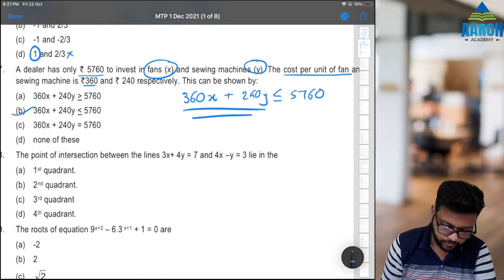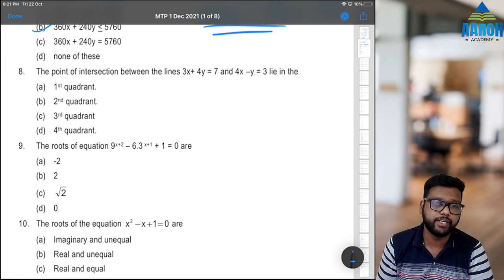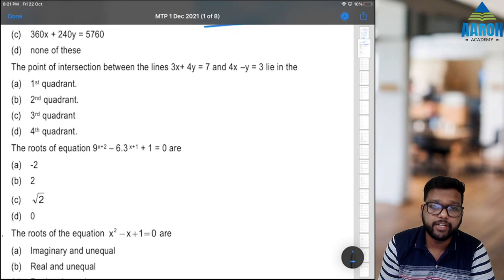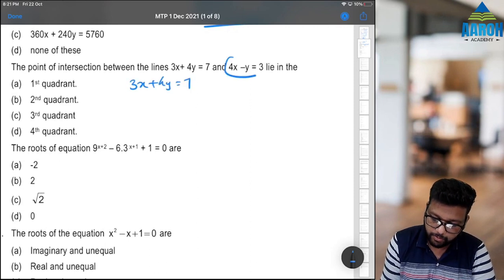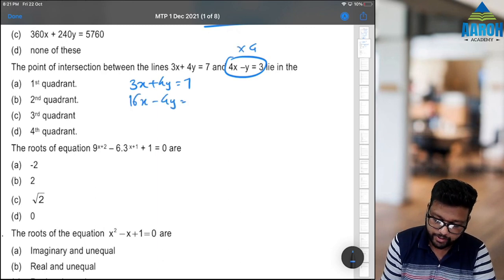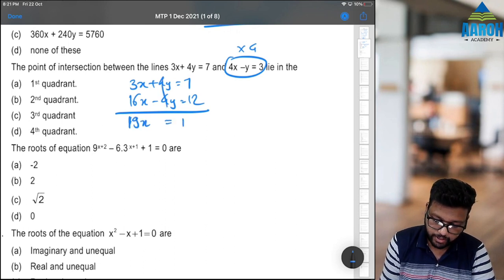Okay. Next, point of intersection between these two lines lies in which quadrant? Okay, first, let's find the point of intersection. 3x plus 4y is 7. Let's multiply this by 4. So 16x minus 4y is equal to 12. Now if we add it, 19x is equal to, if this will be cancelled, 19.